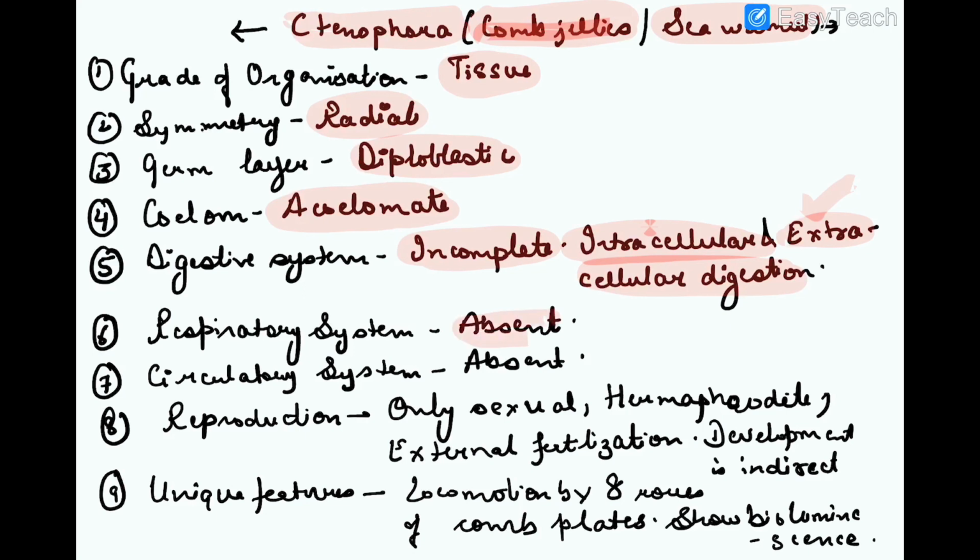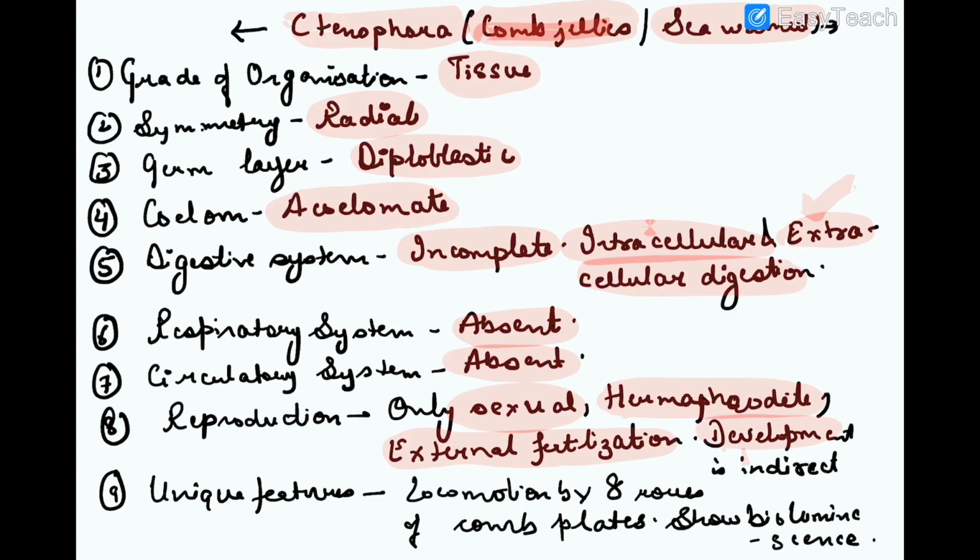Respiratory system is absent. Circulatory system is also absent. If we talk about reproduction, then only the sexual mode of reproduction is present. They are hermaphrodite. Hermaphrodite means they are bisexual, means both male and female sex organs are present in the same individual. External fertilization means fusion of gametes occurs outside the body of the female.